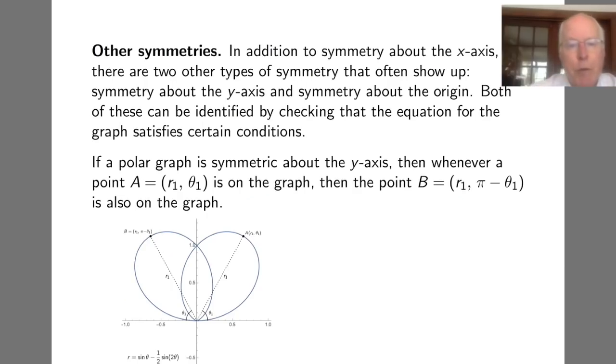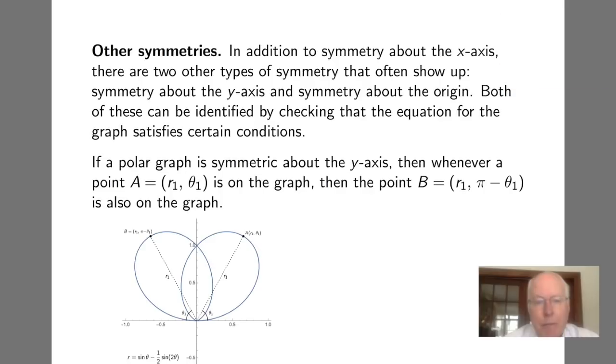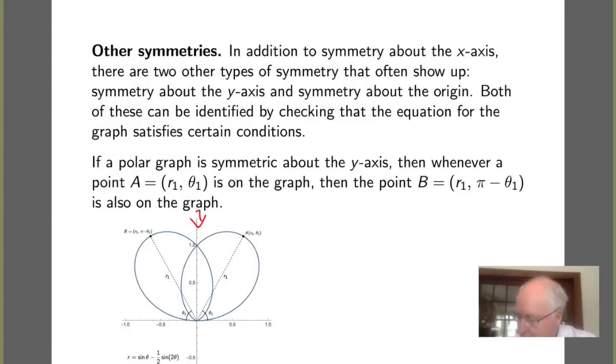Now, before I continue on with graphing techniques, we should mention that there are other symmetries you might want to be aware of, in addition to symmetry about the x-axis. We also are going to try to be aware of symmetry about the y-axis and symmetry about the origin. And both of these can be identified by checking that the equation for the graph satisfies certain conditions. Now, a polar graph is symmetric about the y-axis. Let's see here.